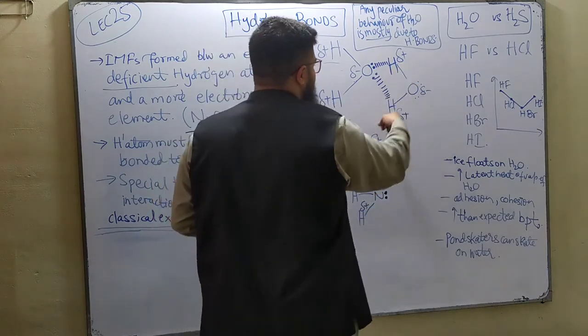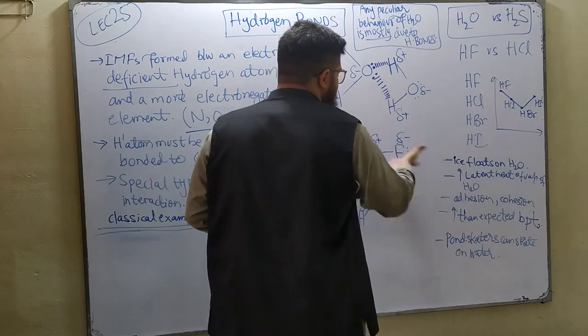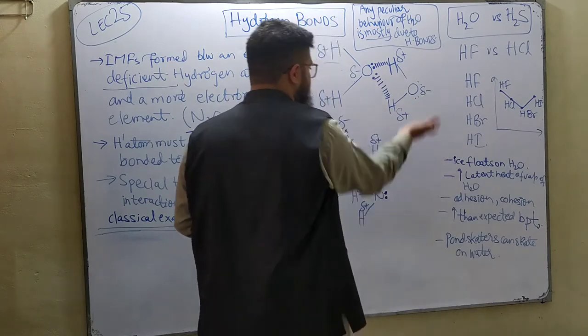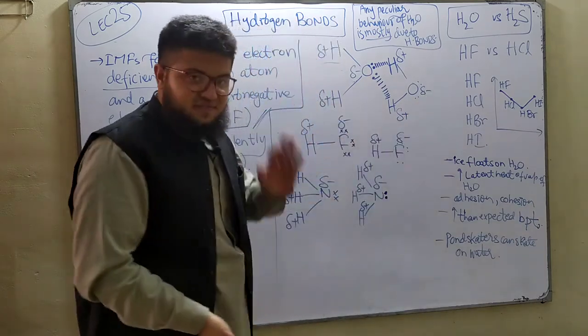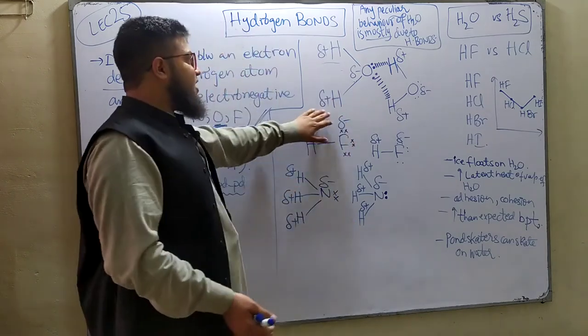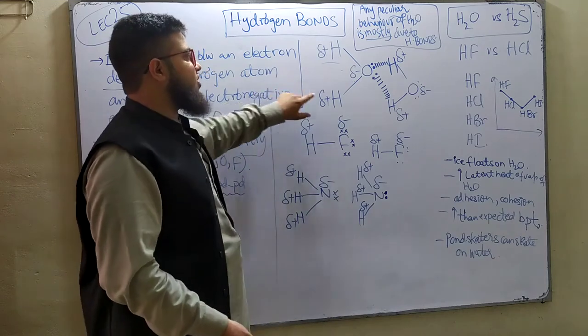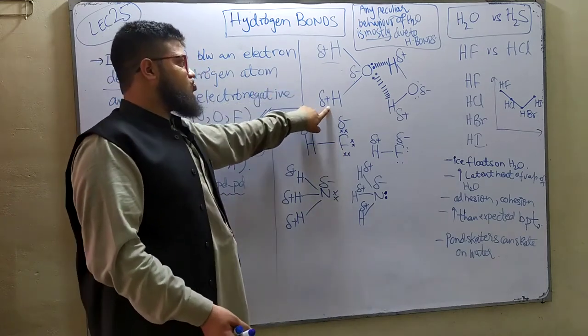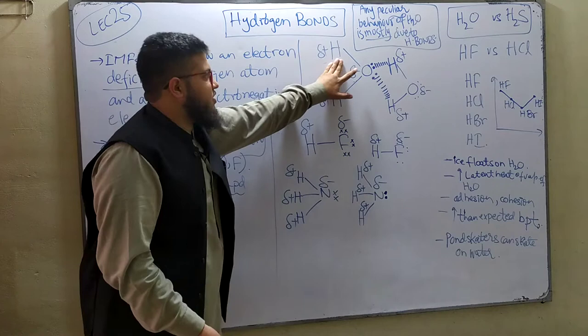Now, even if you didn't have a water molecule over here, rather you had an HF molecule or an ammonia molecule over here, even then you would have gotten a hydrogen bond being made. And similarly, if you had another water molecule over here, it would have formed a hydrogen bond with this hydrogen over here or with that hydrogen over there.